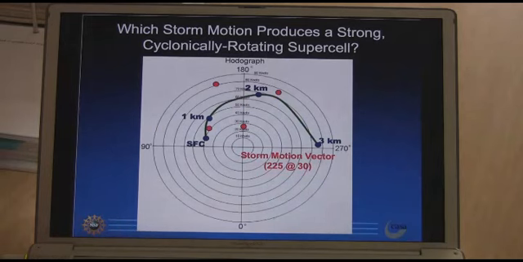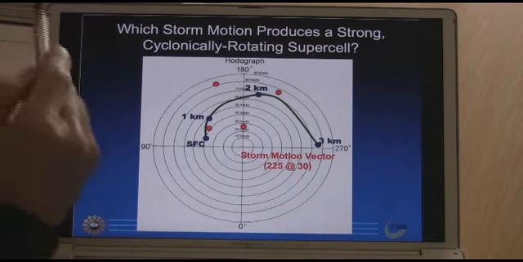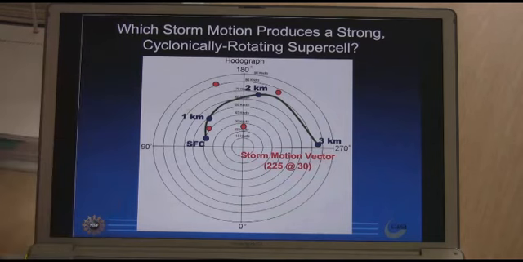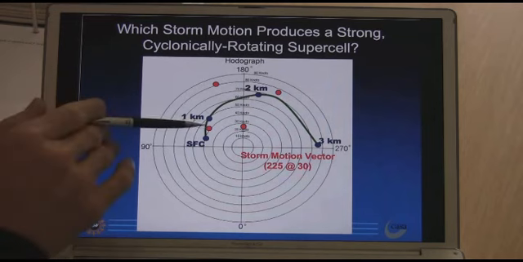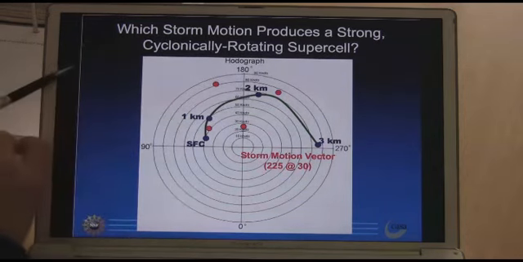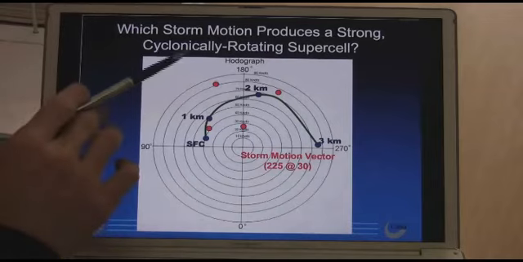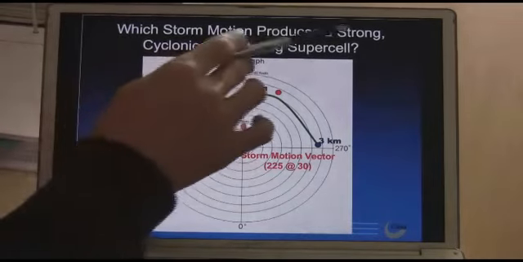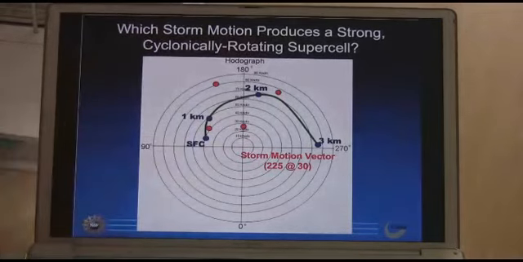Okay? So let me give you a little quiz here as we're going through this sort of in real time, and ask you, based on this green hodograph that we've been looking at, and I've got these various storm motion vectors here, 1, 2, 3, 4 storm motion vectors. Which one of those storm motion vectors would be likely to produce a cyclonically rotating supercell, and why? So let's go through them one by one.